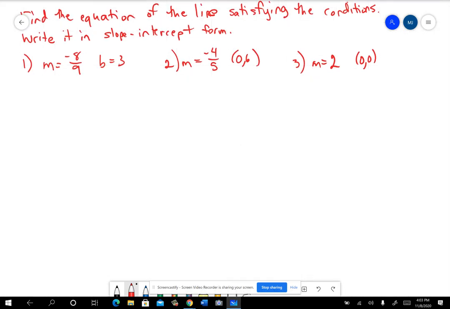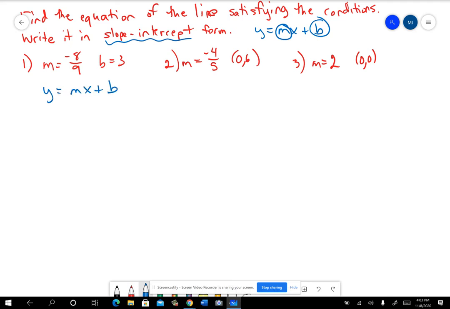All right, so with these, what you can do is use the fact that they want the equation in slope-intercept form. So that means they want your final answer to look like y equals mx plus b with something where the m is and something where the b is. Okay. Now these three are a little different from the harder ones because they actually do give you the m and the b. So you're thinking this is what you're trying to get.